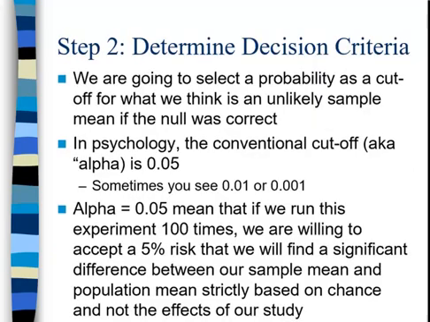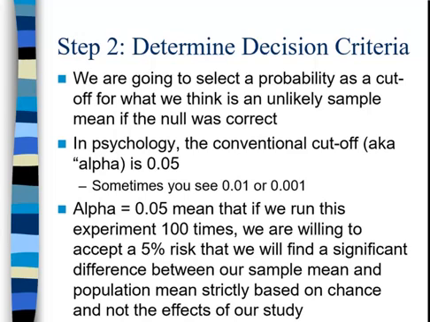Okay, that brings us to step number 2, determining the decision criteria. What we need to do here is going to involve using our unit normal table. So this is going to involve looking up probabilities and then finding corresponding z-scores associated with these probabilities. And we're going to use those z-scores. We're going to call those z-critical scores, and we're going to use those as cutoff scores.